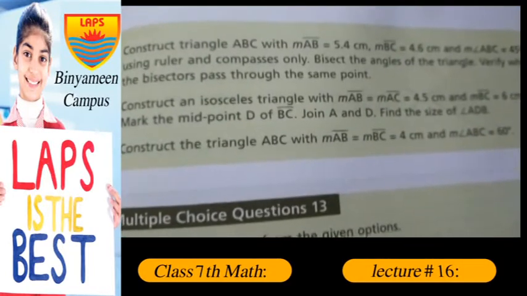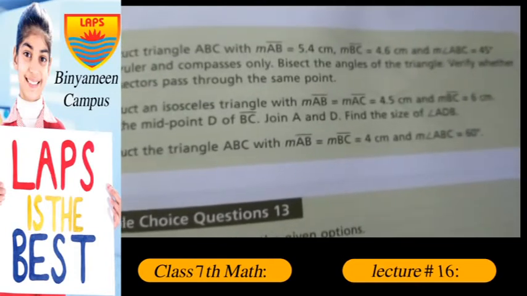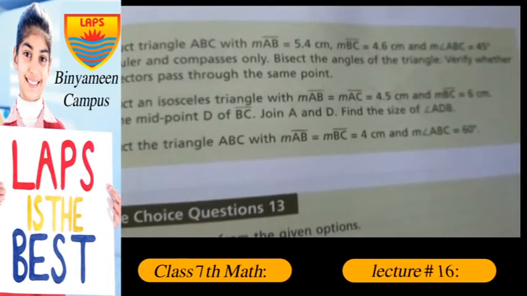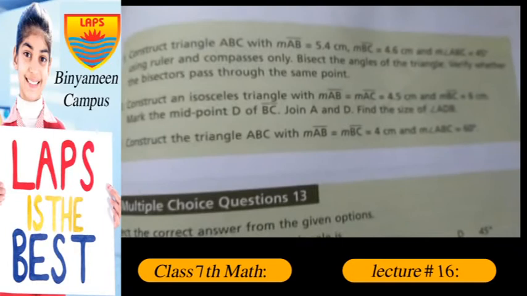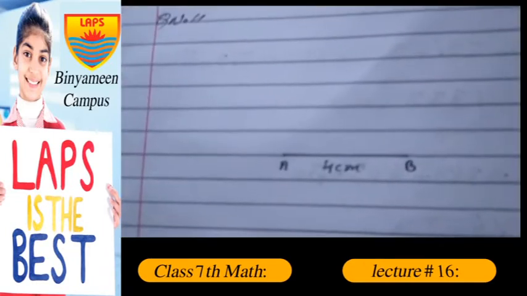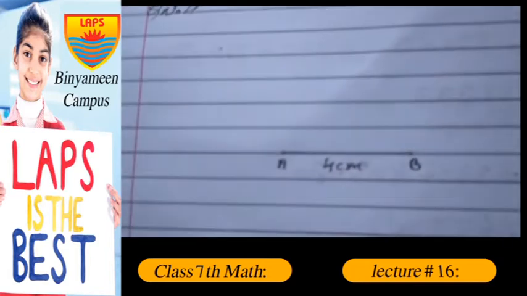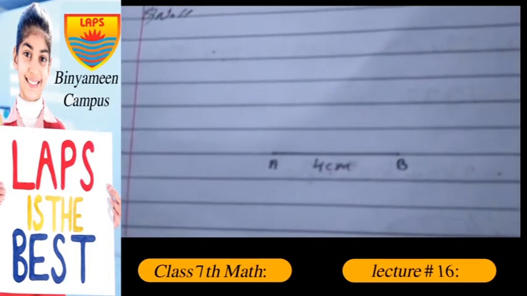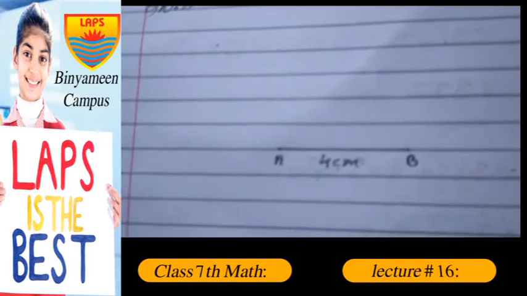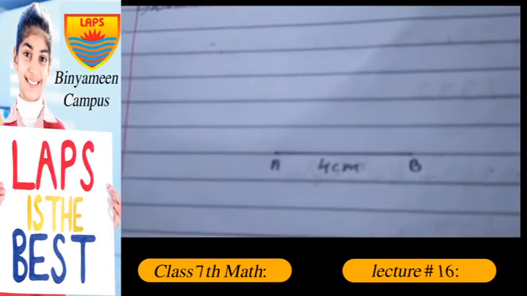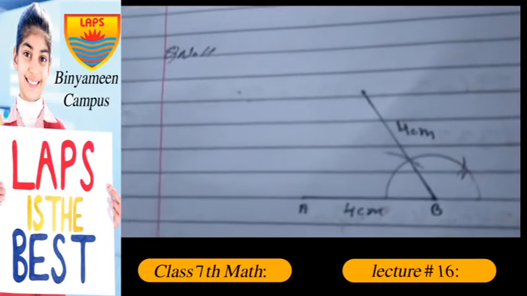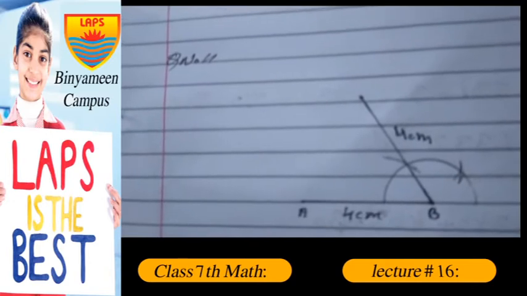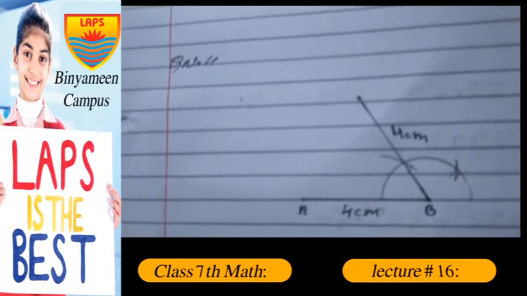Question 11. Construct the triangle ABC with the measure AB equal to measure BC equal to 4 centimeter and measure angle ABC equal to 60 degree. First step, draw a line segment AB equal to 4 centimeter. Step 2, construct angle ABC equal to 60 degree. Step 3, with B as a center, mark another arc of radius 4 centimeters so that it intersects the angle arm at point C.